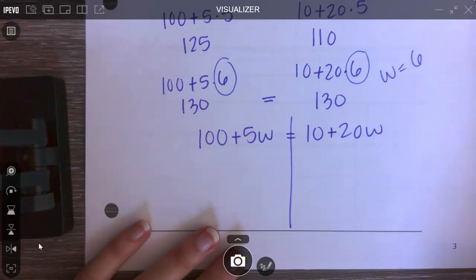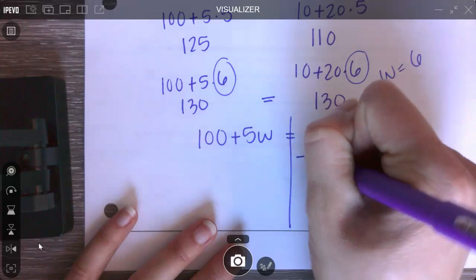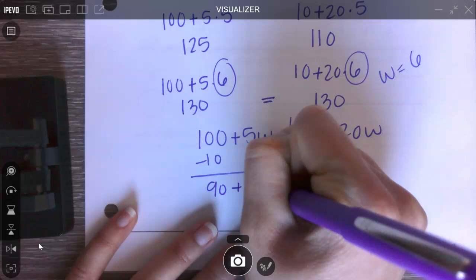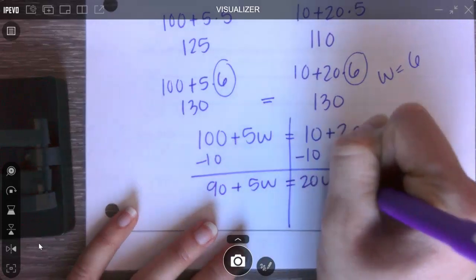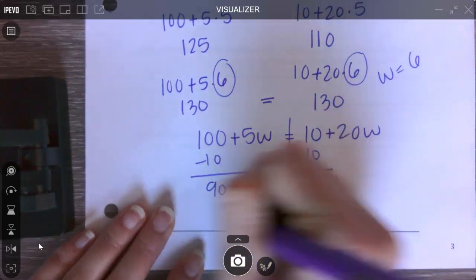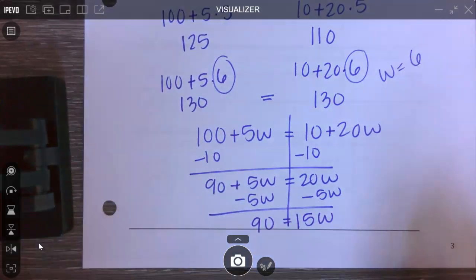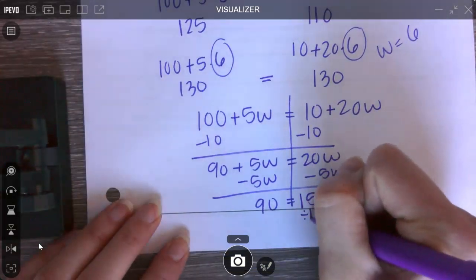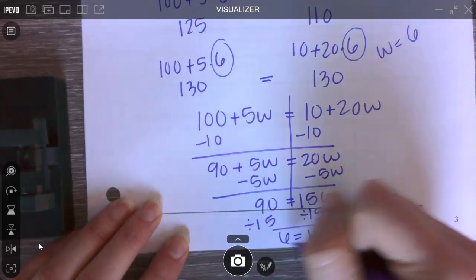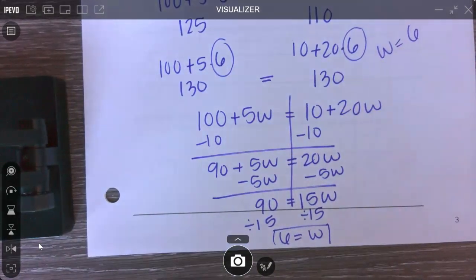To do that, I'm going to get the variable on one side, numbers on the other. Take away my 10, take away 10. I have 90 plus 5W equals 20W. Take away 5W, take away 5W. 90 equals 15W. I now need to divide by 15. And I get 6 equals W. So either way you did it, you should have gotten that it takes them 6 weeks to save the same amount.